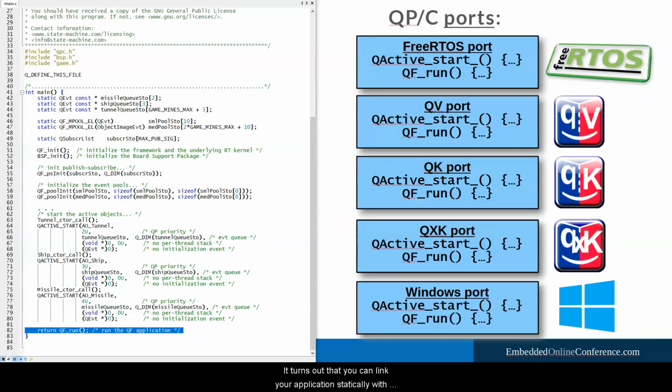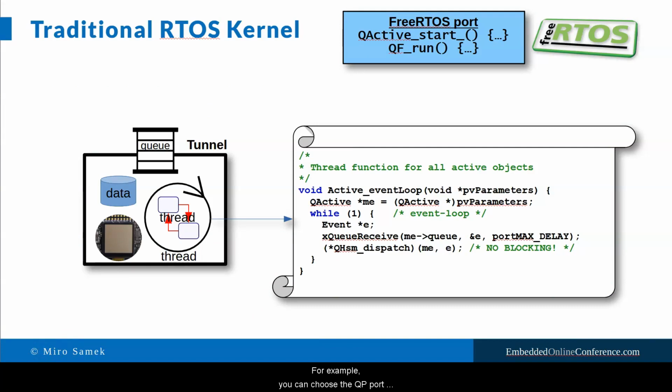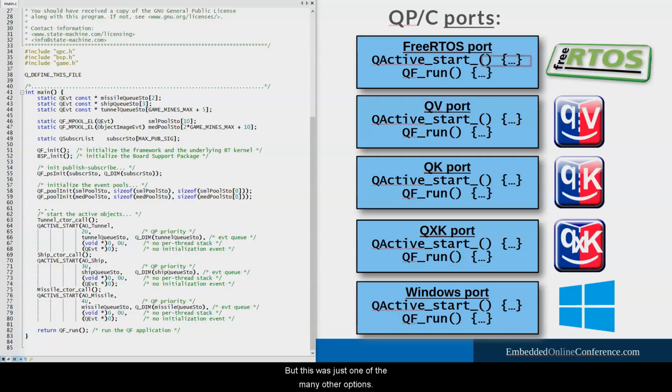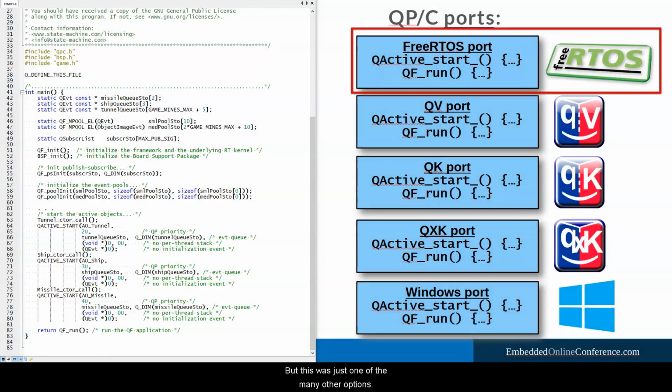It turns out that you can link your application statically with different implementations of the QActive_start and QF_run functions depending on which QP port you will choose. For example, you can choose the QP port to the traditional RTOS, where the QActive_start implementation starts the private RTOS thread for each active object, and the thread runs the event loop. I explained this option in my last year's presentation of the aforementioned little FreeAct active object framework. But this was just one of many options.